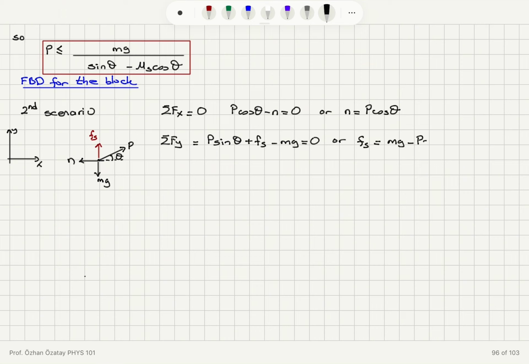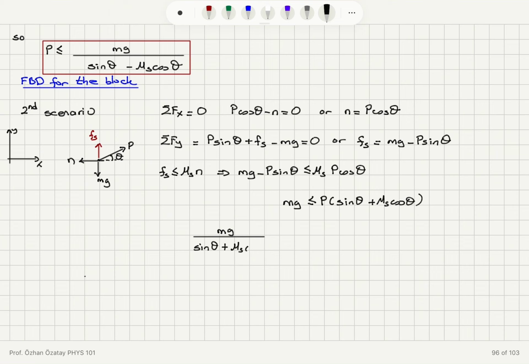Therefore, I find that P is greater than or equal to this value, mg divided by sine theta plus mu s cosine theta.